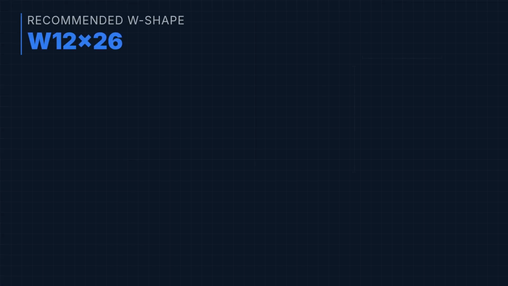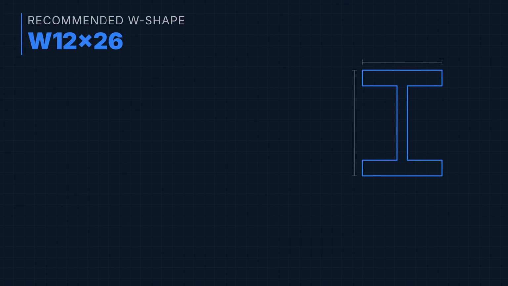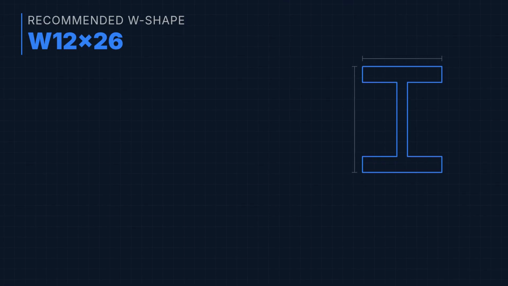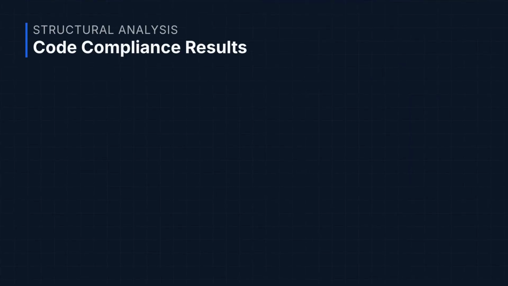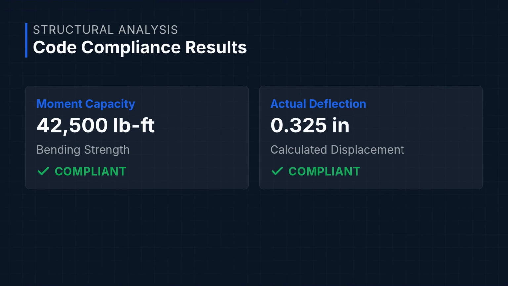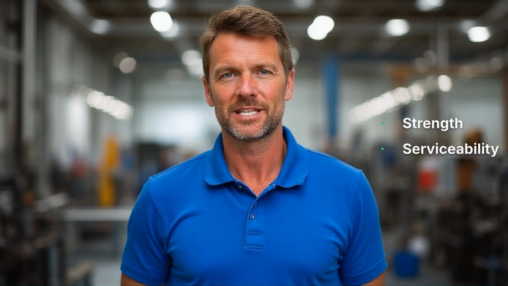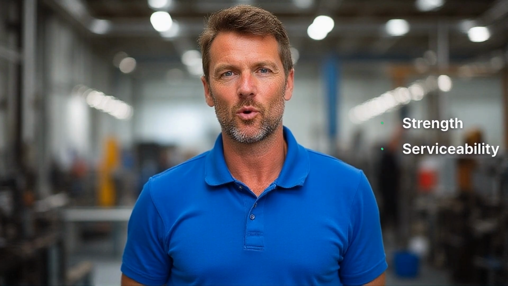The results show our recommended W shape, perhaps a W12 by 26. The weight per foot tells us the beam weighs 26 pounds per linear foot. Moment capacity indicates the beam's bending strength in foot-pounds. Actual deflection shows the calculated deflection in inches. These outputs confirm your beam meets both strength and serviceability requirements.